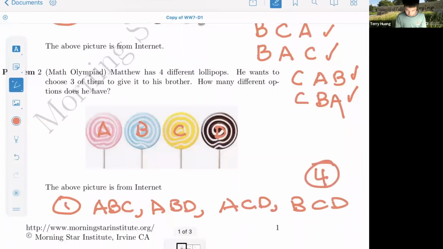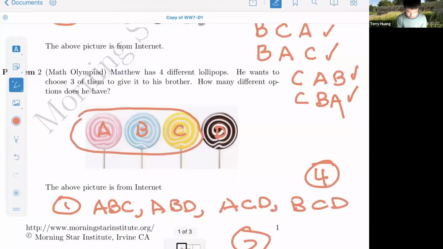Okay, so another method would be to take a look at these lollipops and see that no matter what combination we choose, there is one lollipop left out. So there are 4 different lollipops that can be left out. So there is a total of 4 cases.